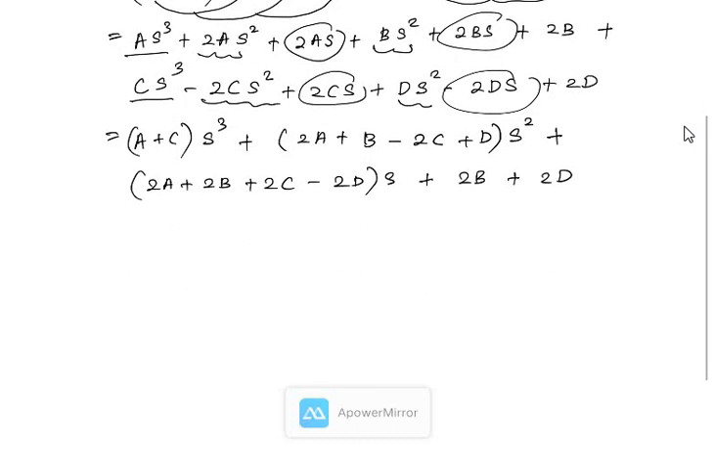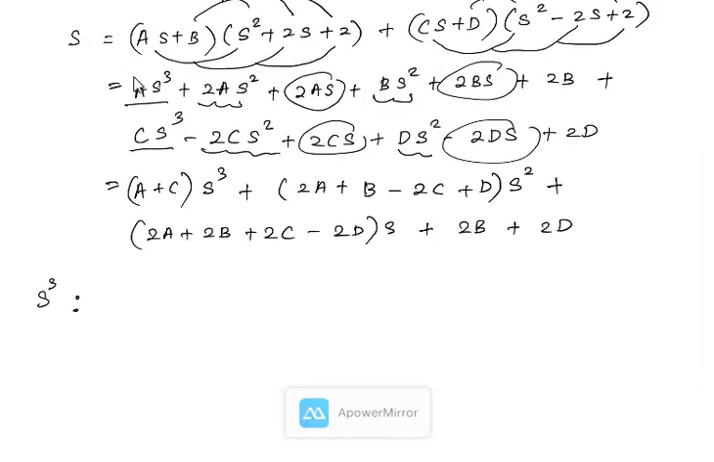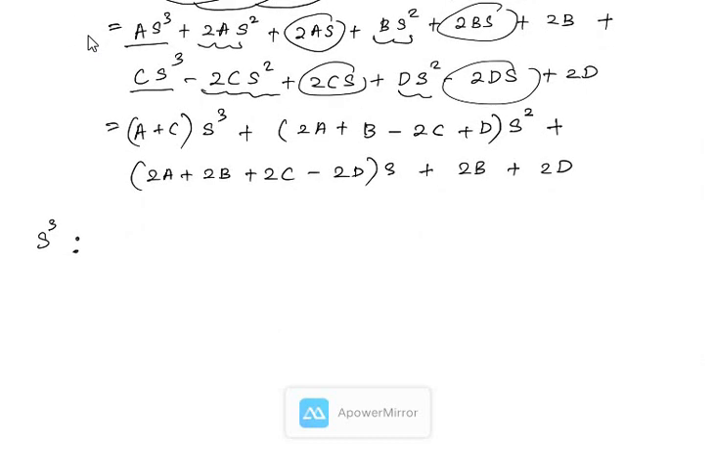Okay, next is by comparing the coefficients and solving the resulting system of linear equations. So we start with the s power of 3 first, so we compare. For the left hand side we only have the s power of 1. So for s power of 3 we have a plus c equal to 0. So this means that a is equal to minus c. So this is equation 1.